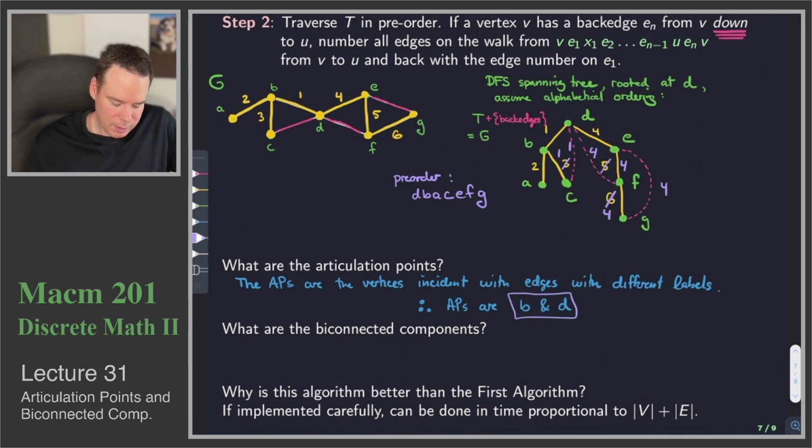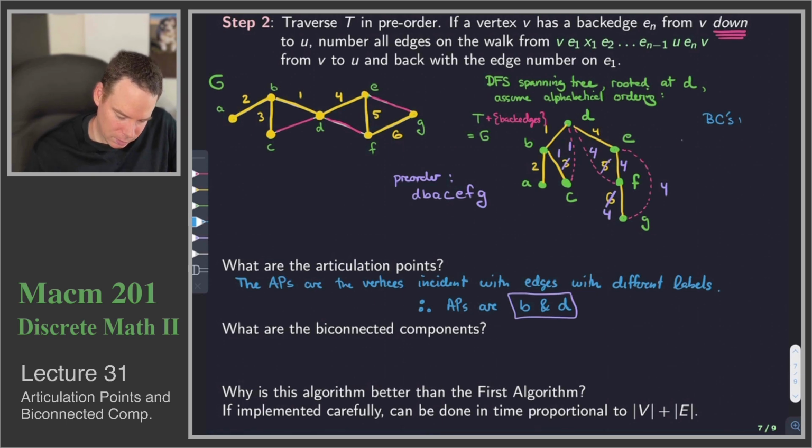How about the biconnected components? What are those? Well, we can draw them here, the BCs. What are they? Well, we've already identified what our biconnected components are right at the beginning of this lecture, but now we're trying to see how this algorithm will be able to select those things off for us.